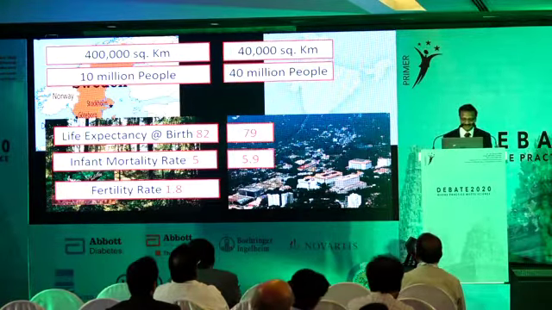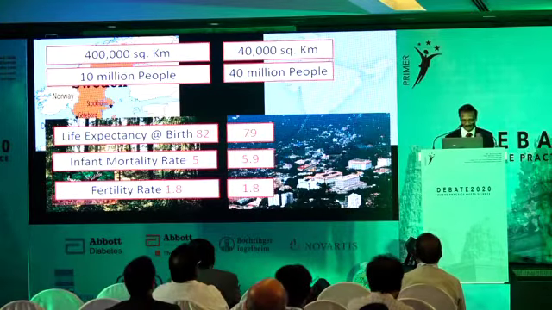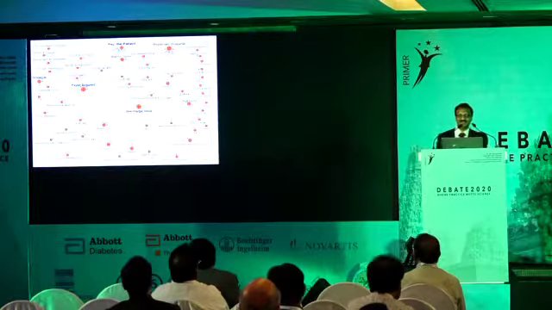Fertility rate, 1.8, we match them, right? So we match them on quite a few parameters, but there is something amiss. This is somewhere a point where we go different, right? In Sweden, you have something called 1177. 1177 is the network of everything.